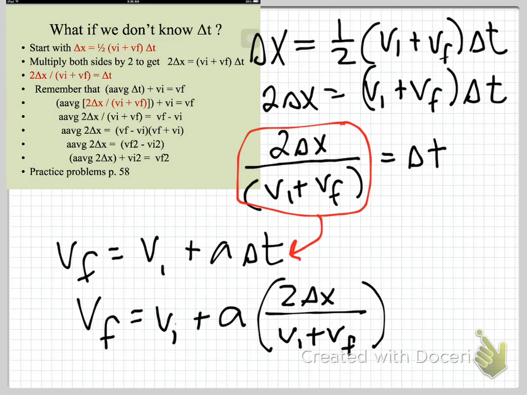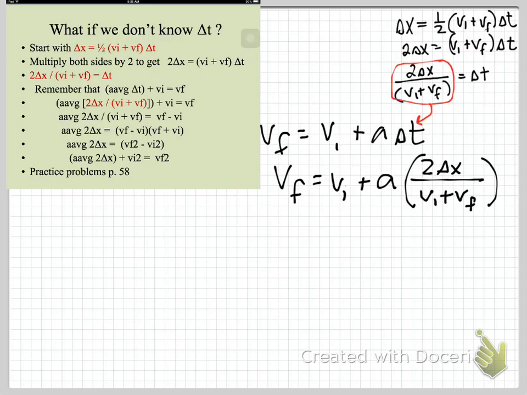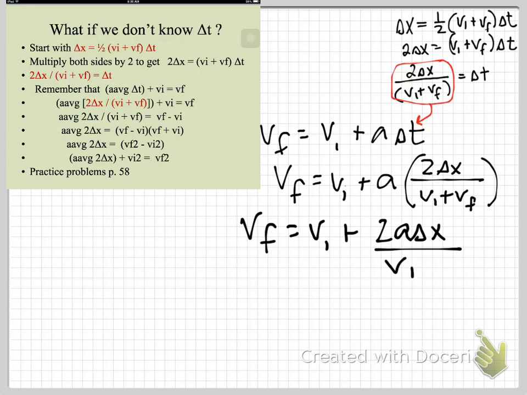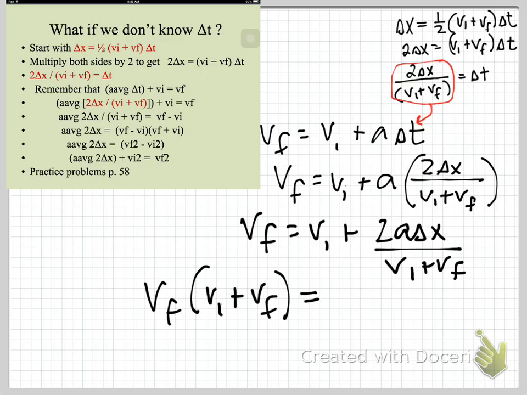Okay. So at this point, let me pause while I rearrange. At this point, we can start moving stuff through the parentheses, just doing fairly simple rearrangement, divided by vi plus vf. We can multiply both sides by (vi plus vf) to rationalize. Vf times (vi plus vf) equals vi times (vi plus vf) plus 2a delta x.